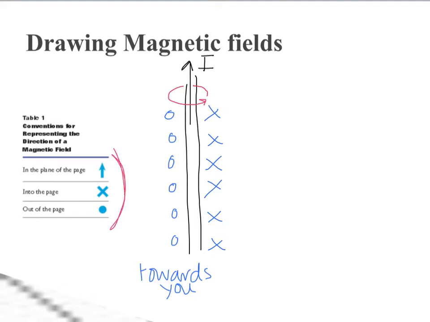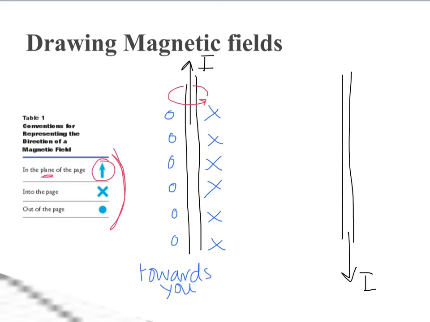If the current is in the plane of the page, meaning it's parallel to the page, then we would just draw an arrow in the direction of it. So let's just double check this and we'll try one more. Now we've got a wire going down, so the current is coming in this direction. So put your thumb in that direction too, and notice how your fingers curl around. Now your fingers should go into the page on this side.